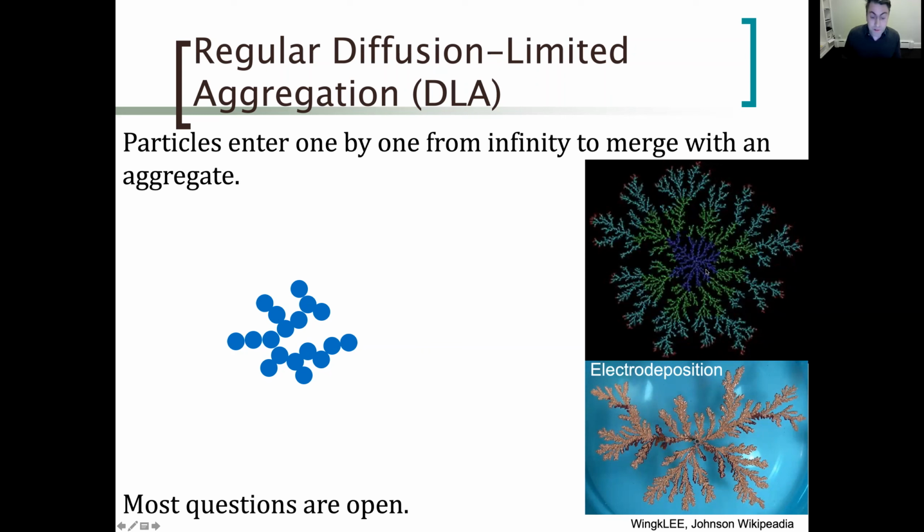And if you keep this going for a long time, you get these very interesting fractal-like objects that have tree-like branches going out in different directions. The top picture is a simulation. The bottom one is a real experiment of electrodeposition in a copper sulfate solution that's supposed to be roughly modeled by this DLA process. Very little is known rigorously about DLA, and I think it's fair to say that almost any question you ask remains open.